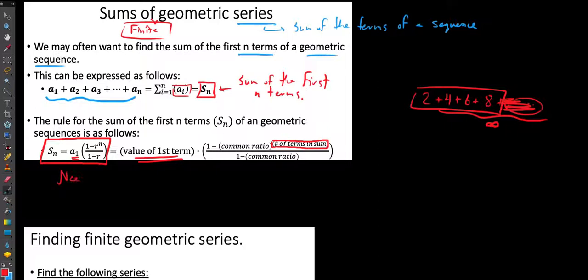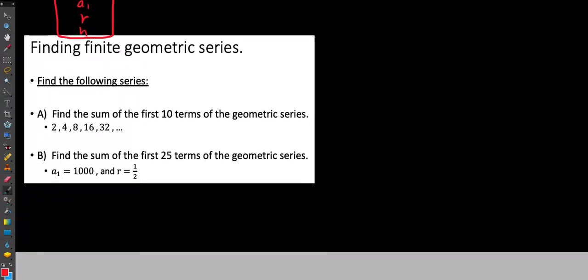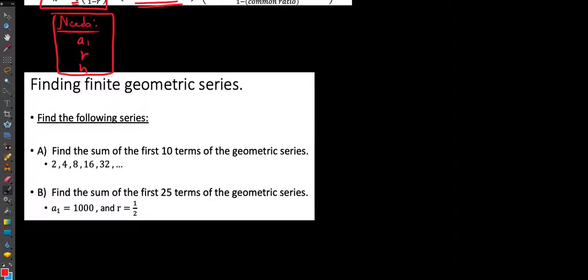What we're going to do really quickly here is make sure you know we have a needs list. We're going to need the value of our first term. We're also going to need to know the value of r, and we're going to need to know the value of n. These are the three things we need to know in order to find the sum of the first n terms of a geometric sequence. In other words, to find a geometric series.